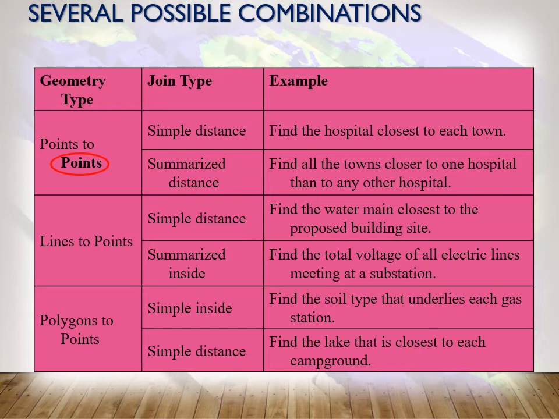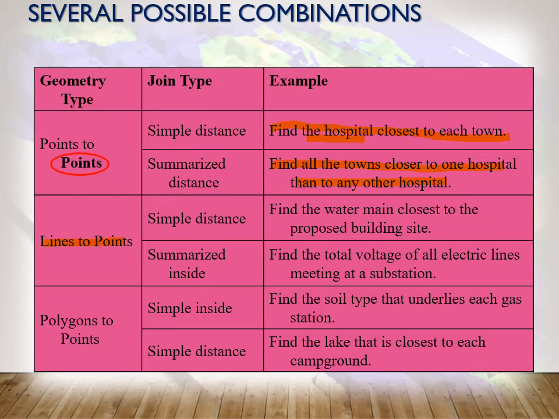So look at the two questions, or in this case they're not questions, but they're similar. Find the hospital closest to each town. Notice that we're just looking for one feature for this issue. So that means it's probably going to be simple. But if you want to find all the towns closer to one hospital than anything else, you will have to do a summarized.